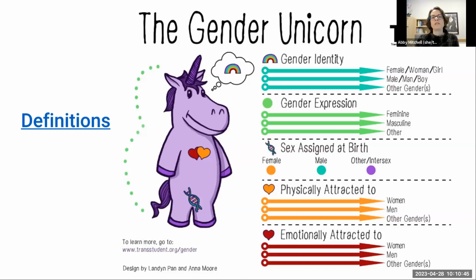This also makes the point that gender expression is separate from gender identity. So someone can present in very masculine, feminine, or androgynous ways that has nothing to do with how they feel inside, how they identify. And it also shows sex assigned at birth and sexual orientation, who people are physically attracted to and emotionally attracted to. So I recommend using this. I think it can really help students get a good grasp on these concepts.